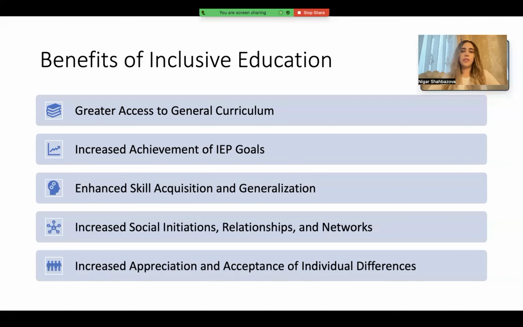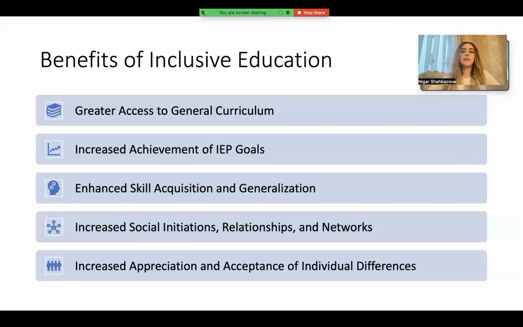What are the benefits of inclusive education? First, it's greater access to the general curriculum. By providing different options for learning, different teaching techniques, and accommodations, students now have greater access to the general curriculum. It means that they are not changing themselves to adapt to the curriculum, but the curriculum is now flexible for them. It enhances the learning process. It also increases achievement of individualized education plan goals. By fostering this inclusive education, they can now easily achieve their goals.